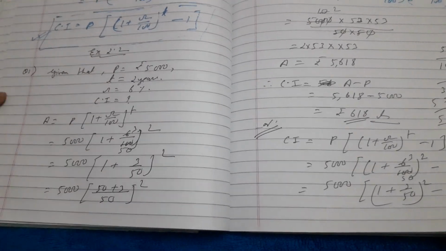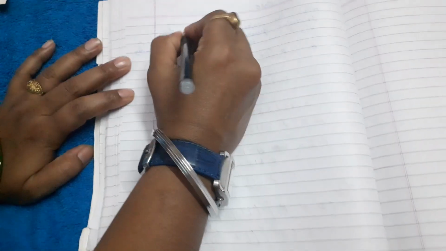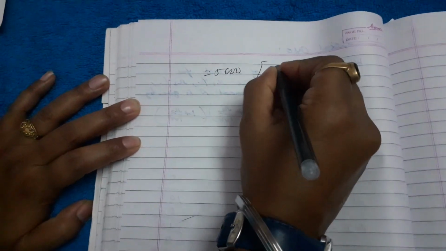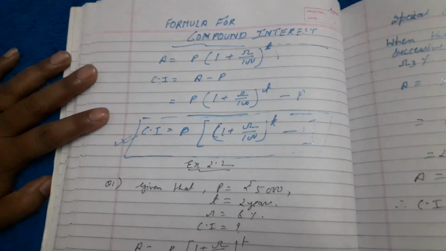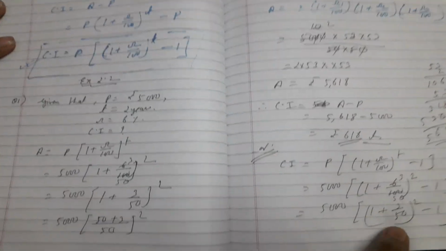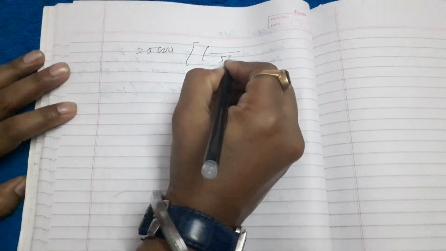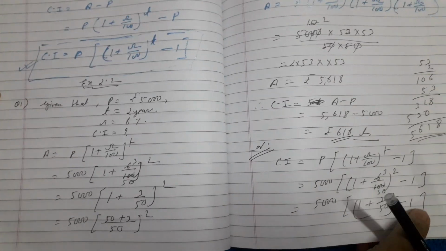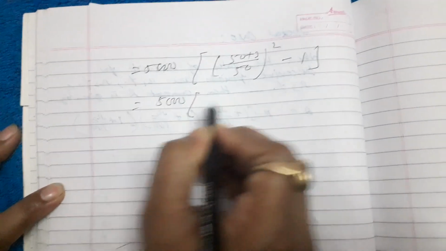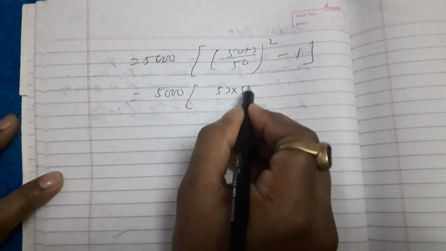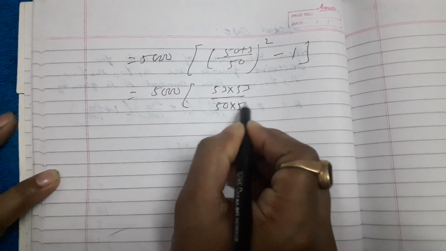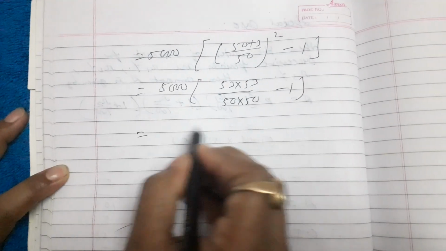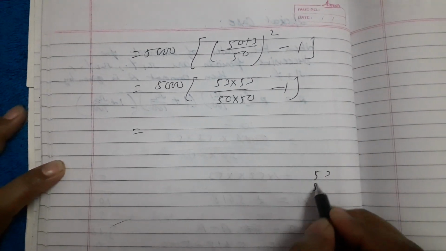Again I am rewriting all these things here. It is 5000 within the bracket. You just see what I'm going to do here. 50 is the LCM, then here is 50 plus 3 squared minus 1. You again cross-check. Now 5000 outside the bracket, 53 into 53 upon 50 into 50 minus 1. Or multiply 53 by 53.